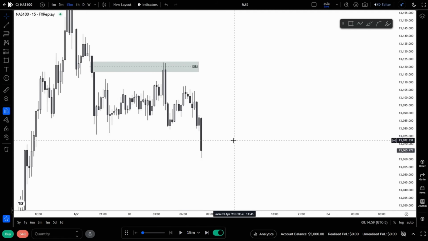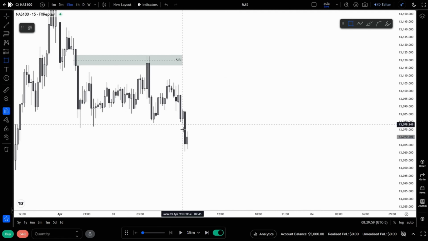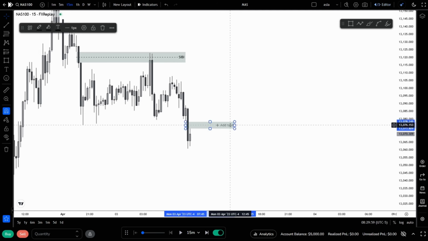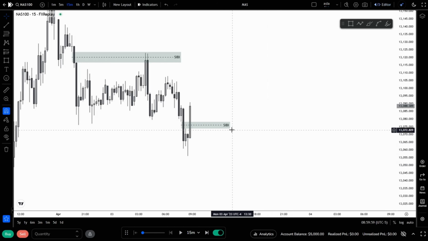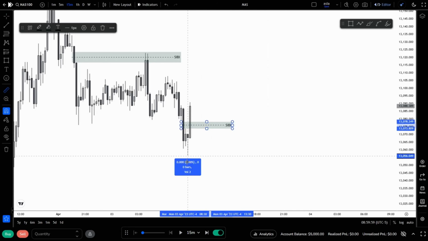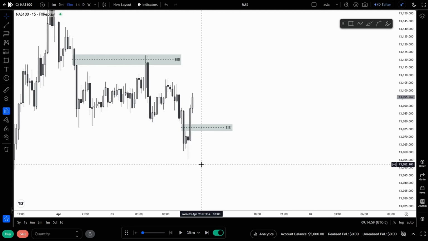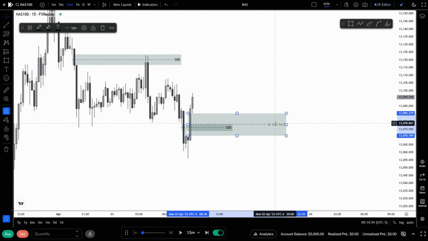Now let's take a look at another sell-side imbalance, buy-side inefficiency right here. We mark out its consequent encroachment as well. In this case, price does not respect it at all. It trades through the fair value gap and closes clearly beyond the consequent encroachment. When that happens, I consider that fair value gap invalidated because price is no longer respecting the imbalance. Once we start closing beyond that midpoint decisively, the probability of reversal drops significantly.